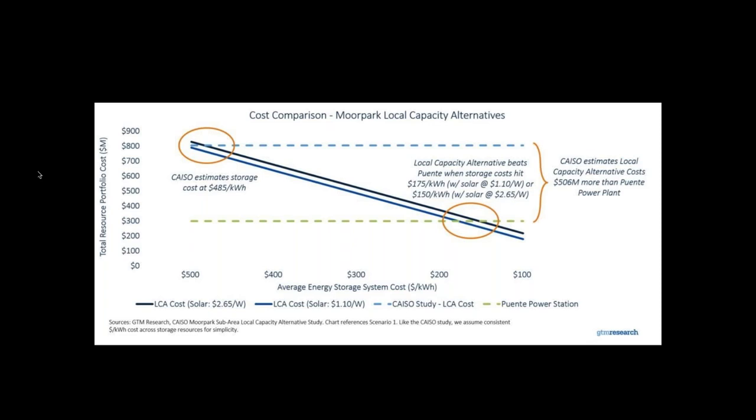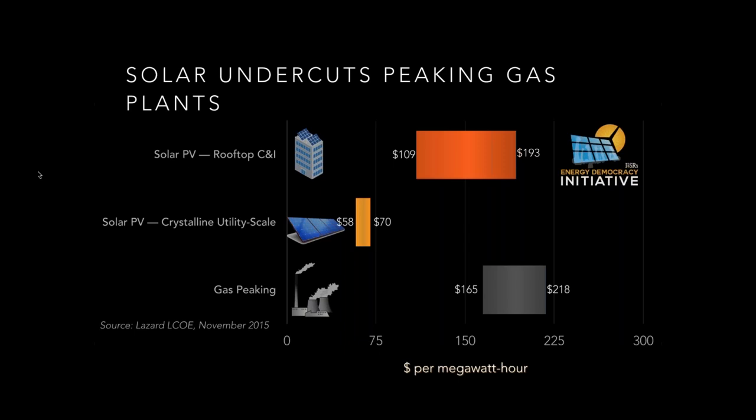And so they produced this chart as part of their analysis to highlight the difference. The California Independent System Operator, CAISO, was estimating storage costs at about $485 a kilowatt hour. And what Greentech Media said, without getting too much into what the actual figures were, was that if we got down to about $175 a kilowatt hour of capacity for battery storage, with solar at $1.10 per watt, then those local capacity alternatives would be competitive with the Puente gas plant. So I'm going to run through a little bit whether or not the Greentech Media analysis shows that, in fact, those local capacity alternatives would be cost effective.